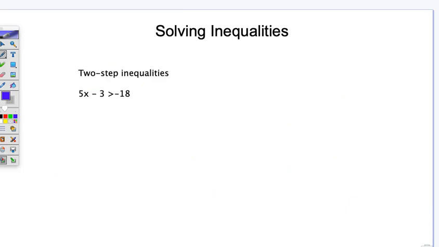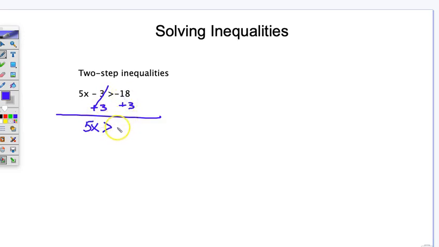Okay, so we did do a couple more examples in class. Let's move on to two-step inequalities. So with these, it's going to take us 2 steps to solve it. So I'm going to add 3 on both sides. These equal 0. We have 5x, bringing that inequality straight down.